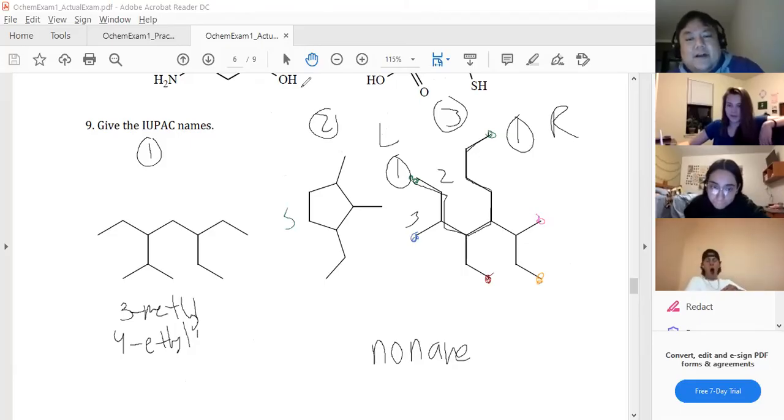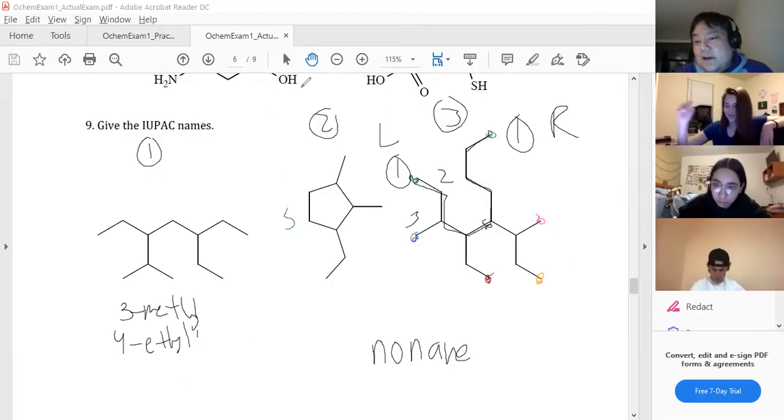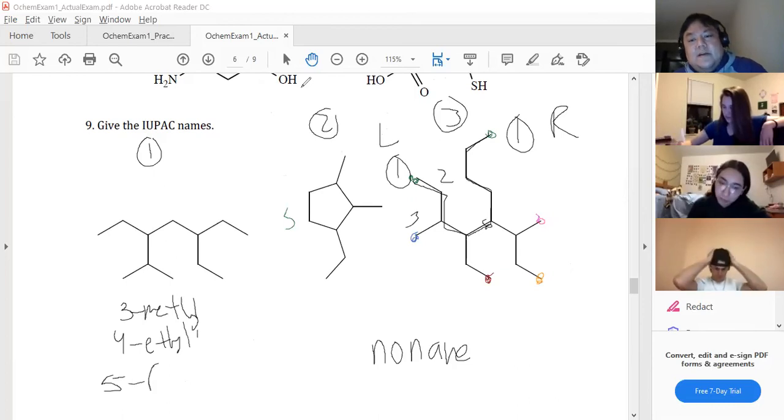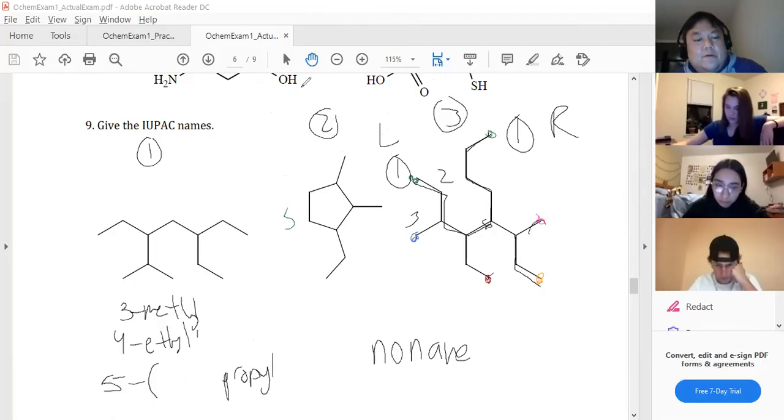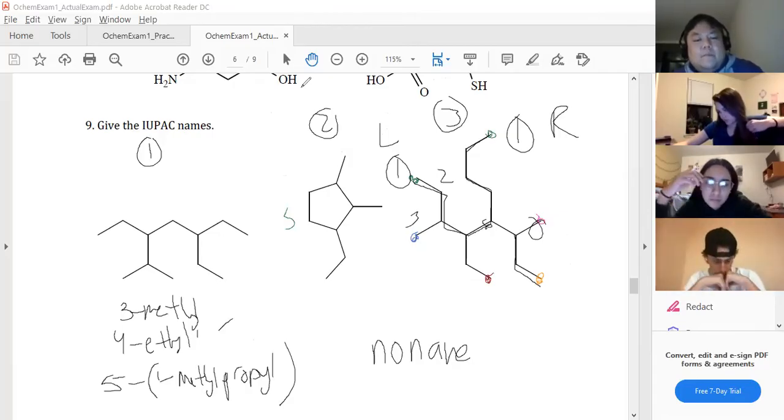Now, how do I draw at 5? We have something. How do we draw 5? Parentheses. The non-IUPAC name would be isobutyl, but that is incorrect, right? So we would say 5 dash parenthesis. Now we draw our longest chain here, 1, 2, 3. So the back end of this is going to be propyl. And then we have a methyl, 1 methyl propyl. So it should go 4 ethyl, 3 methyl, 5 1 methyl propyl.